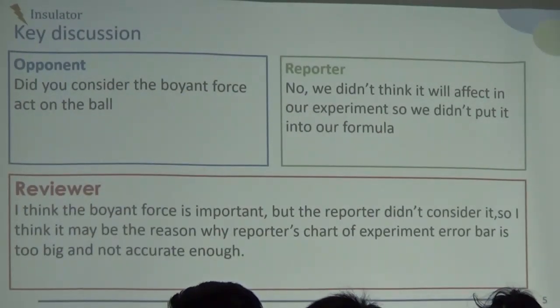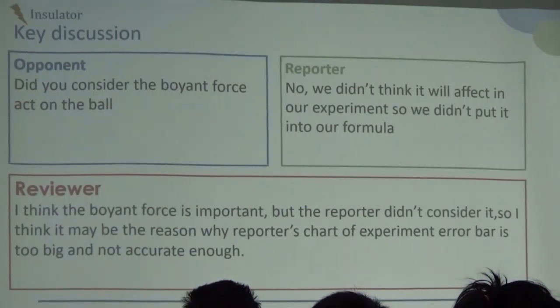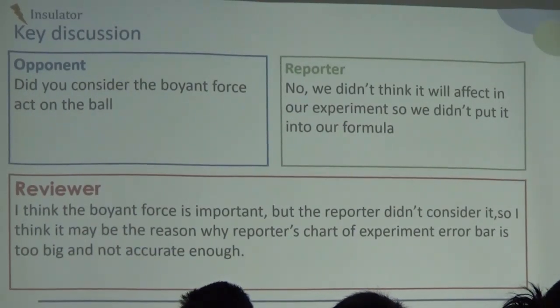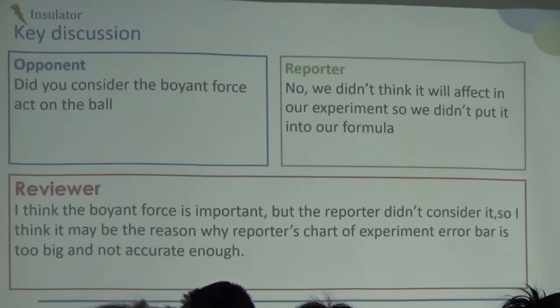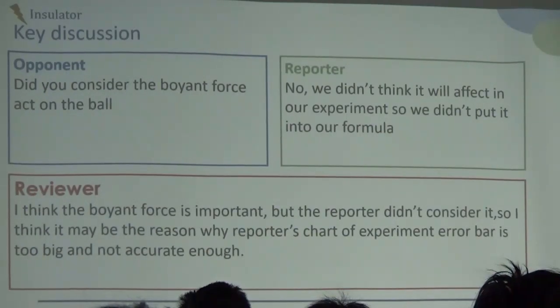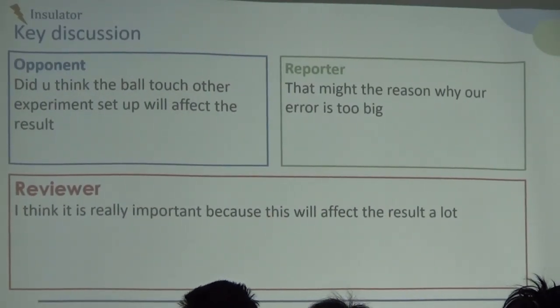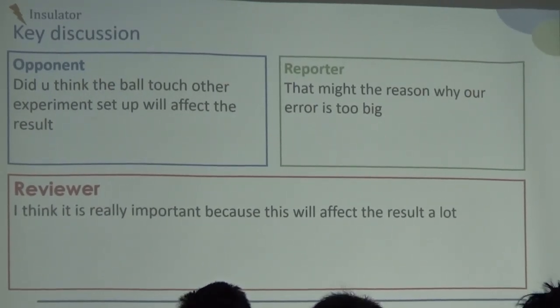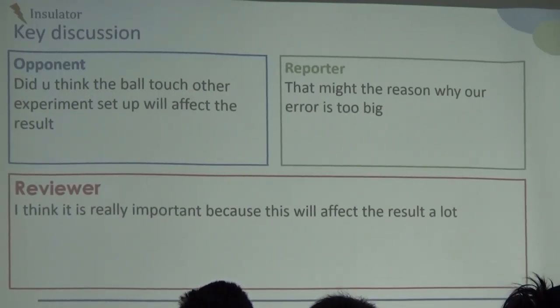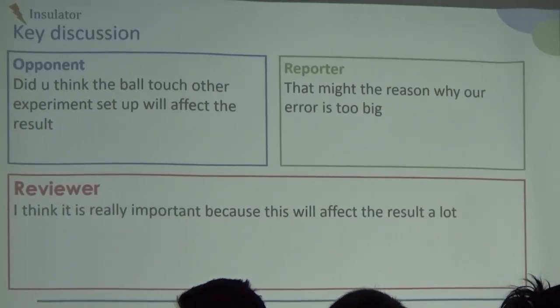And for the key questions, the opponent asked, do you consider the force by X on the ball, and the reporter says no. In our opinion, we think the point is important, but the reporter didn't consider it. So I think it may be the reason why the error is so big. For the next question, the opponent asked, do you think the ball toss in the experiment setup will affect the result? And the reporter answered that it might be the reason why the error is too big. And I think it is really important because it will affect the result, like the frequency of the container.